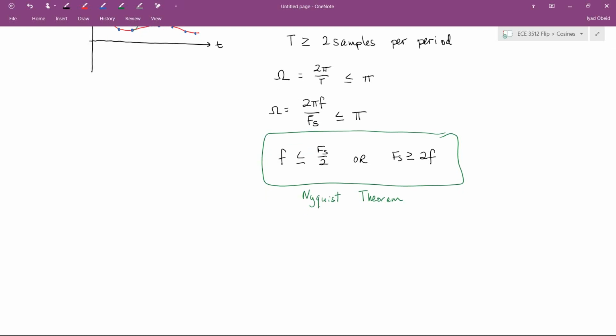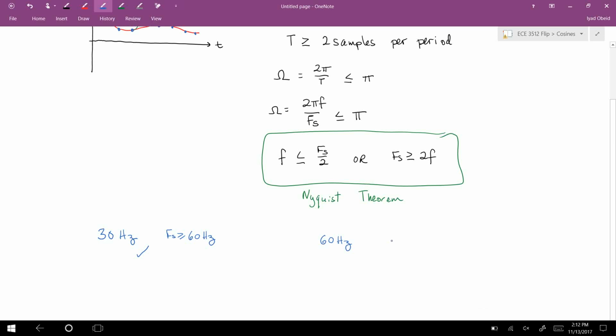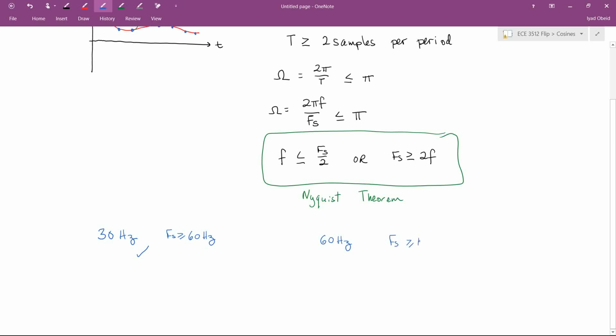So for example, in the previous video, we started by working with a 30 Hertz signal. According to Nyquist, in order to accurately capture that 30 Hertz signal, we must work with a sampling frequency that's at least 60 Hertz. And in our case, we were using 90 Hertz, so that's why we were able to successfully sample that signal without aliasing. On the other hand, when we were sampling the 60 Hertz signal, that implied that we should be using a sampling frequency that was at least 120 Hertz. But that's not what we were doing.